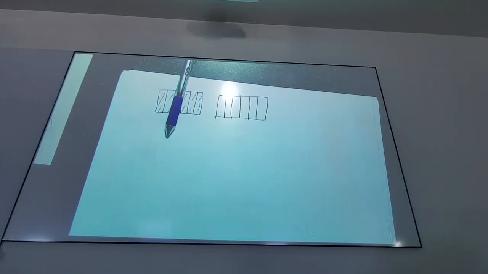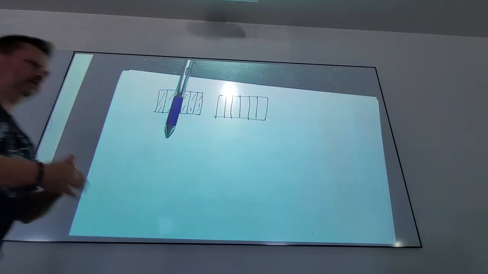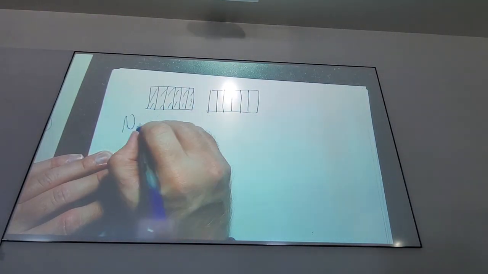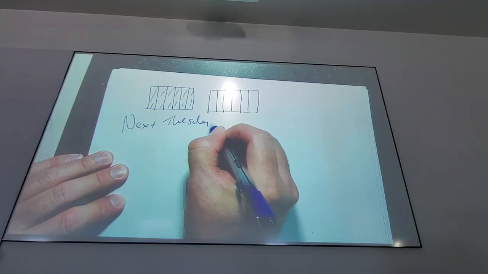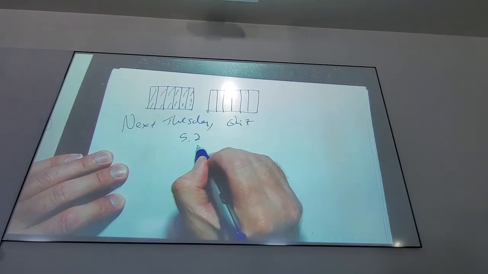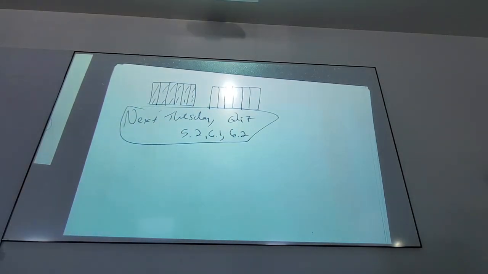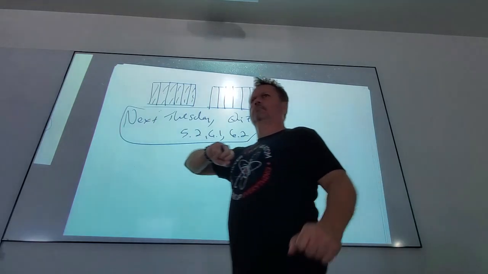Whatever. I almost know the answer is going to be a week from today. Is this true? Okay, let's make it official. We're going to have a quiz on 5-2 and 6-1. If I make it next Tuesday, I'm going to throw 6-2 on there also, because we finished 6-2 today. So next Tuesday, we'll have a quiz on 5-2, 6-1, 6-2. Is that understood?